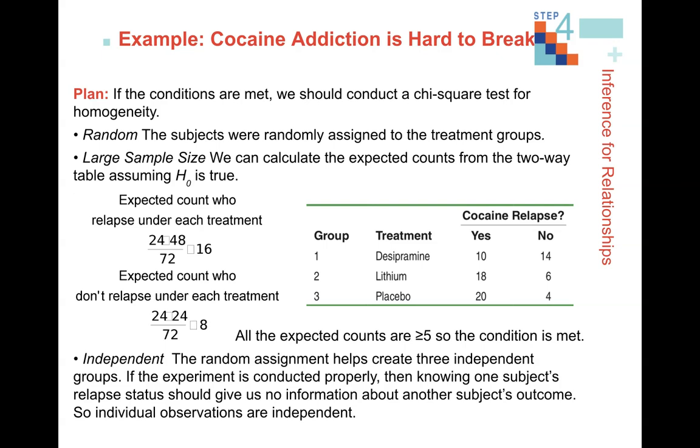Independent: the random assignment helps create 3 independent groups. If the experiment is conducted properly, then knowing one subject's relapse status should give us no information about another subject's outcome, so individual observations are independent.